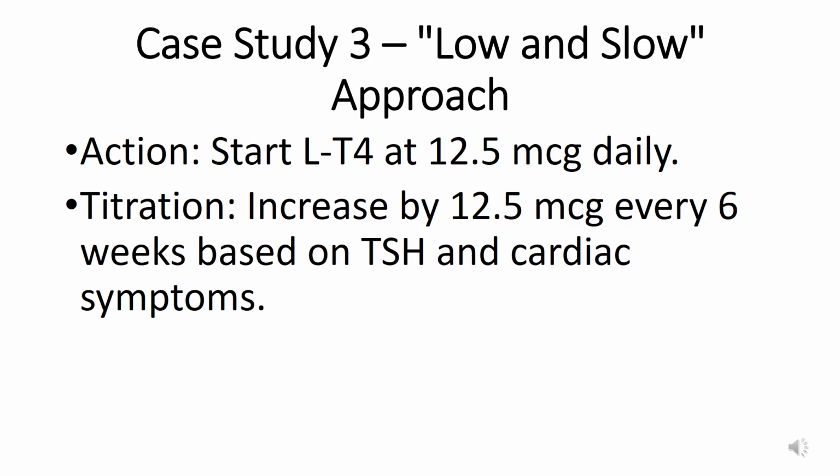If the patient remains stable and no concerning cardiac symptoms develop, the dose can be increased gradually. A common strategy is to increase levothyroxine by 12.5 micrograms at a time. These adjustments are typically made every 6 weeks. The 6-week interval is important because levothyroxine has a long half-life and requires several weeks to reach a new steady state after each dose change.